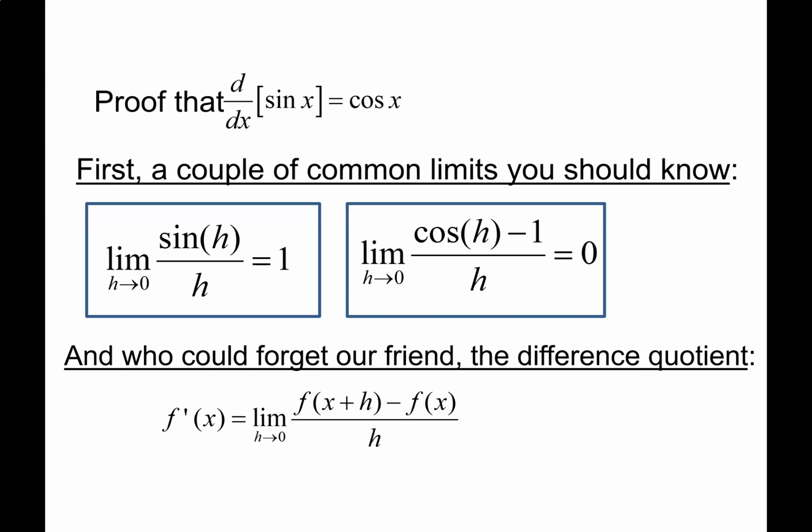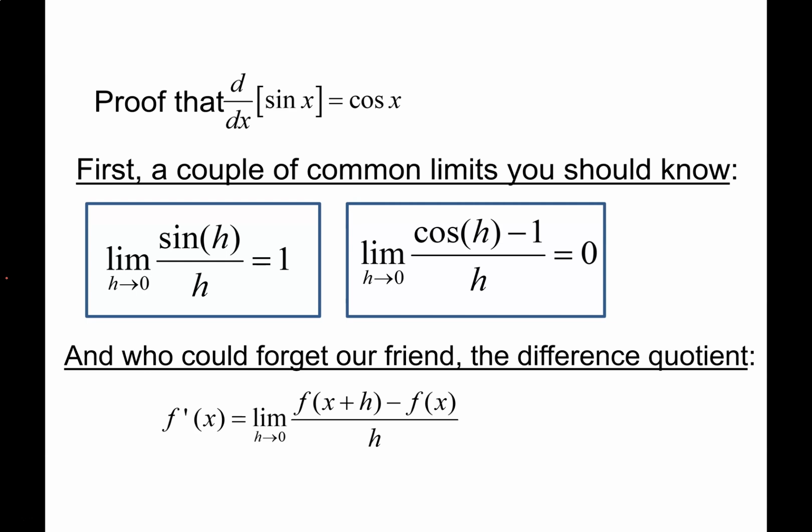I want you to actually be able to prove it or derive it or come up with it on your own. So first thing we're going to do is talk about a couple of common limits that I think you should know that'll help you in your proof as we go over. First one says that the limit as h approaches 0, sine h over h equals 1. And the limit as h approaches 0, cosine of h minus 1, all over h is 0.